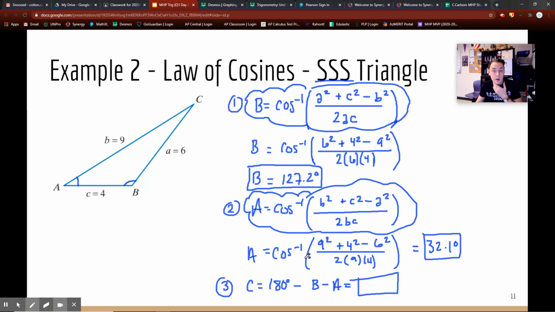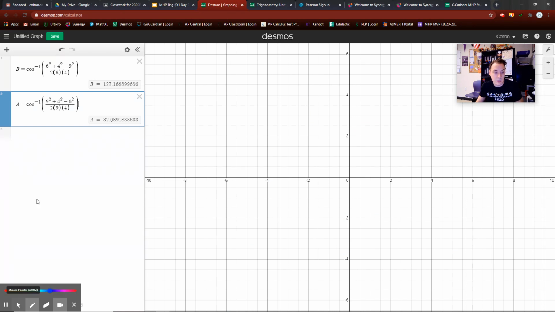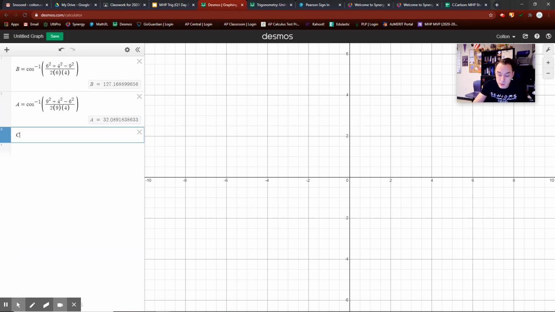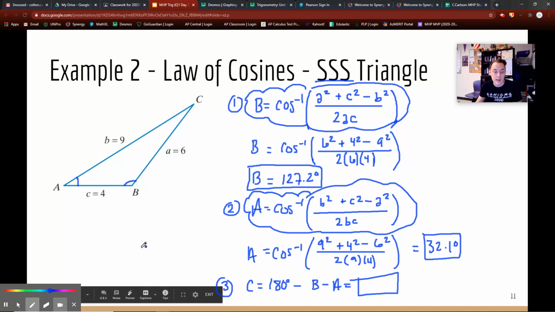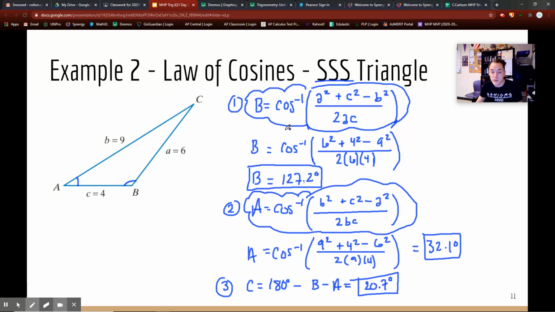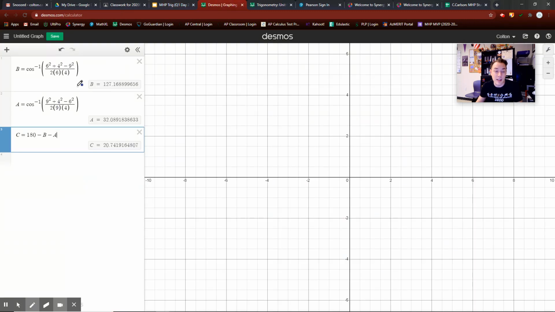Now what we can do is go back to Desmos and just do 180 minus my other 2 angles, because the triangle is 180 and I can find C, right? So I'm going to actually do that. Now that I had all these labeled, it's really nice. I can just do 180 minus B and then minus A, and then I get my angle for C, so 20.7, okay, 20.7. Really nice. Just using Desmos very basically.